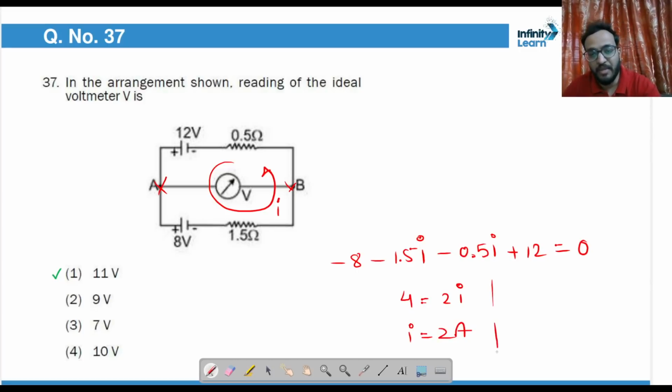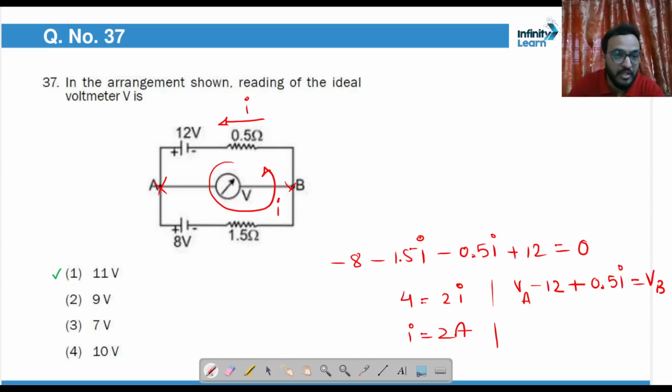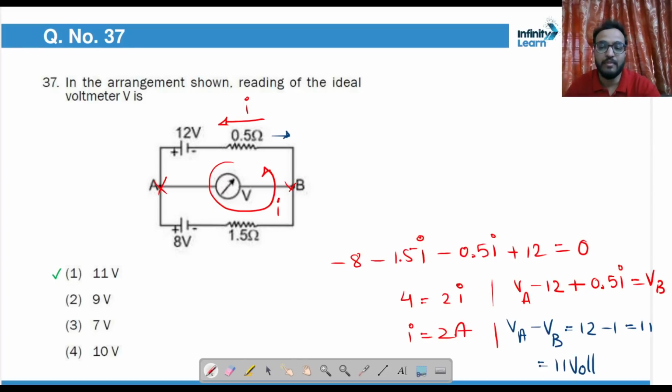Now I is equal to 2 ampere. You know that. So what is the drop? You will say VA minus 12, right? But the current is in this direction. Okay. So plus 0.5 I is equal to VB. Why? Because if the current is in this direction but you are going through a resistor opposite to current, the potential rises, not drops. Okay, so VA minus VB is equal to 12 minus 1, that is 11. So answer is 11 volts. Okay, so first option is correct.